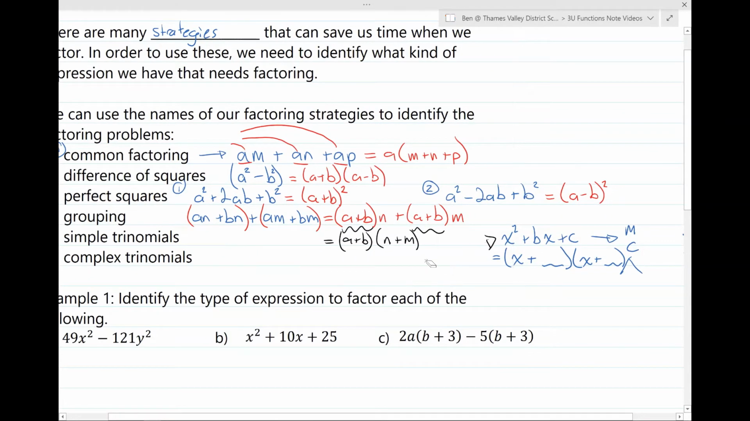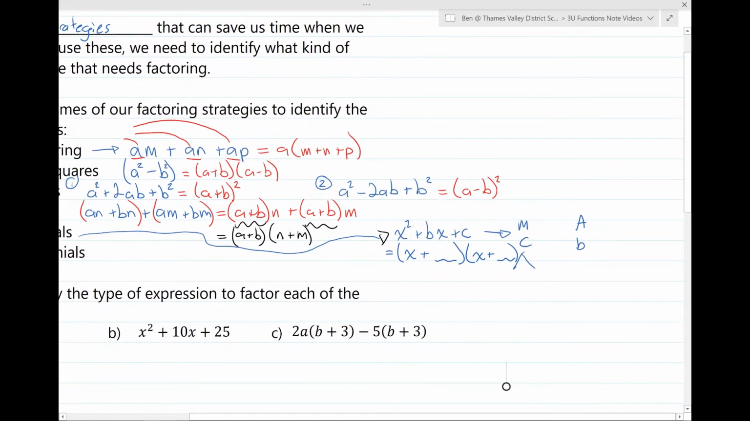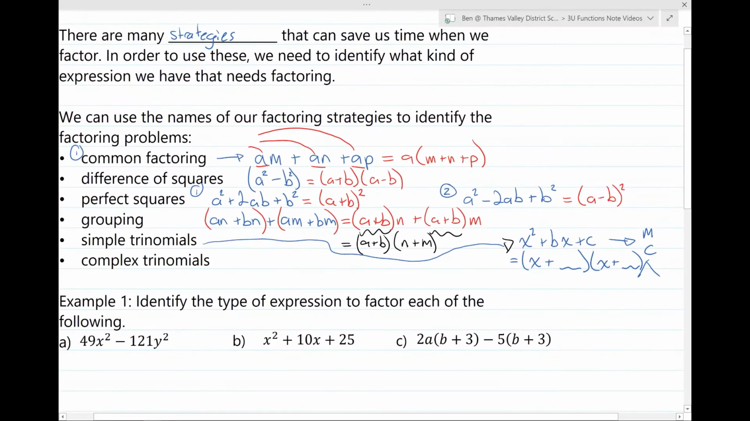And then a complex trinomial, and that's perfect. Now again, you may have a different strategy to work with simple trinomials.